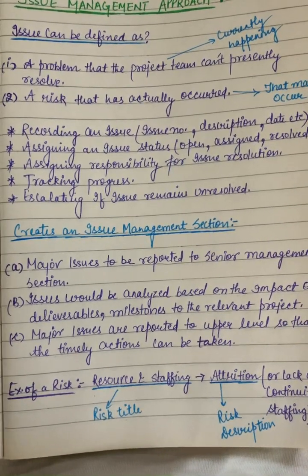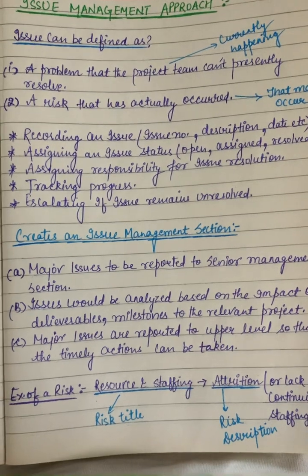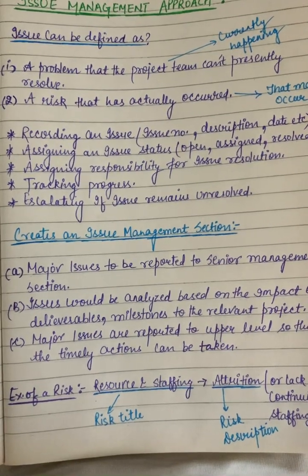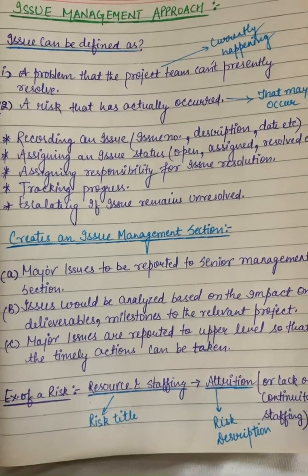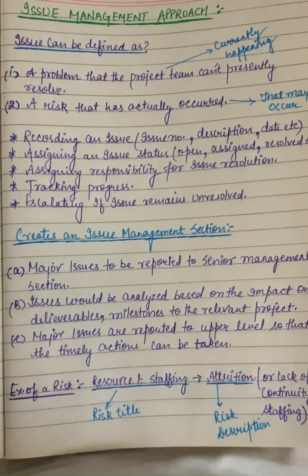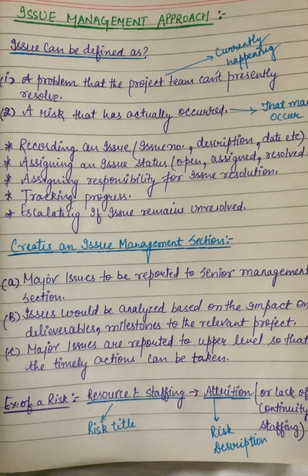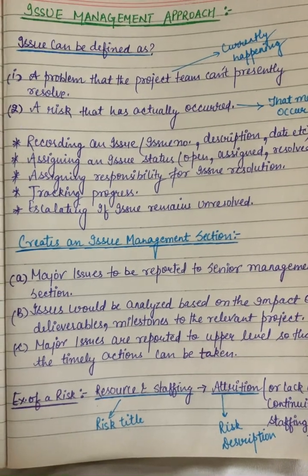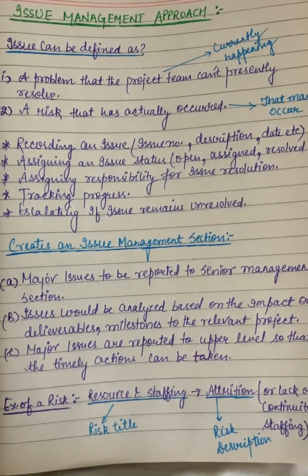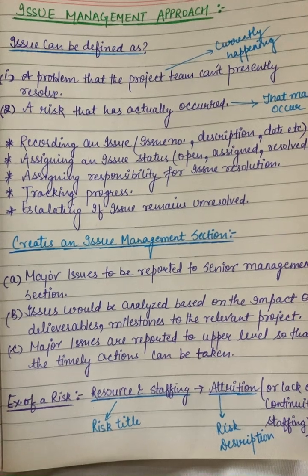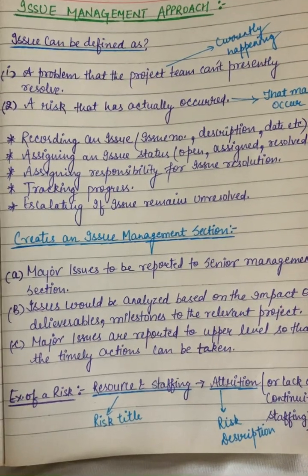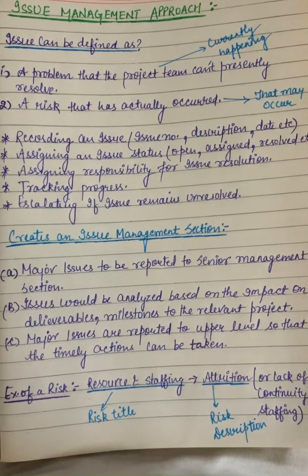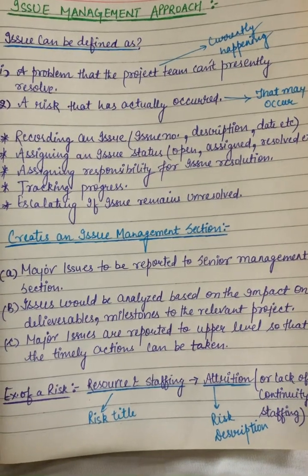Escalating if the issue remains unresolved. Definitely, whatever we have noted down, if any issue is going beyond our control, it needs to be escalated to the further teams. So it's a very important thing that we need to create an issue management section in project management, where we need to record and update the link for the issue management register. The major issues definitely need to be reported to the senior manager.